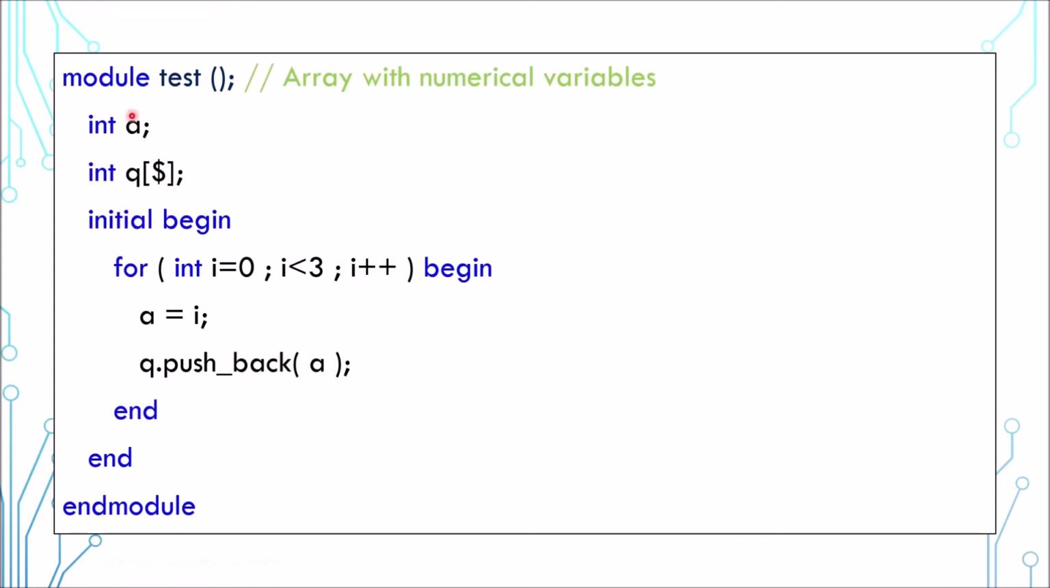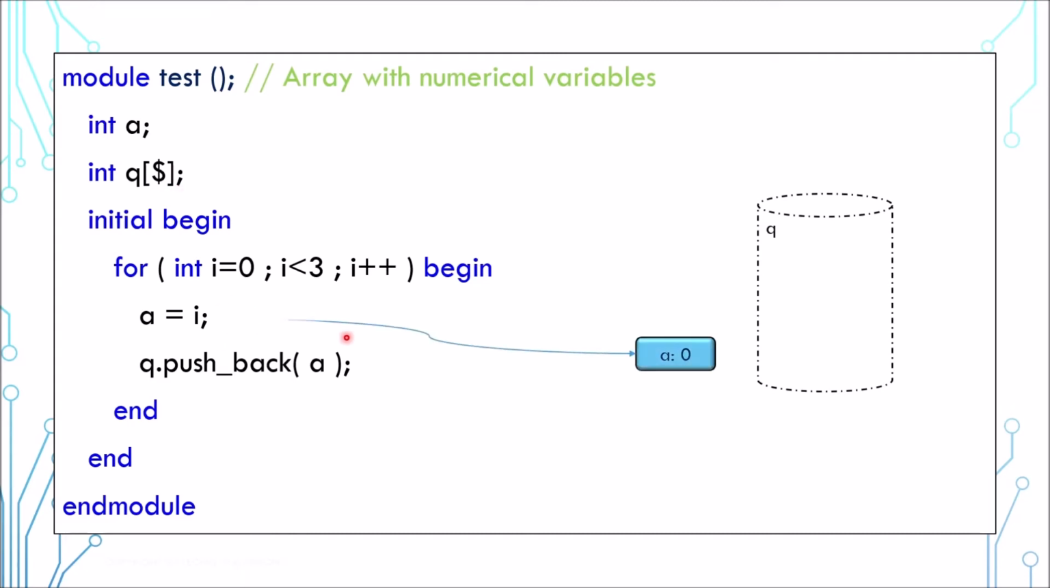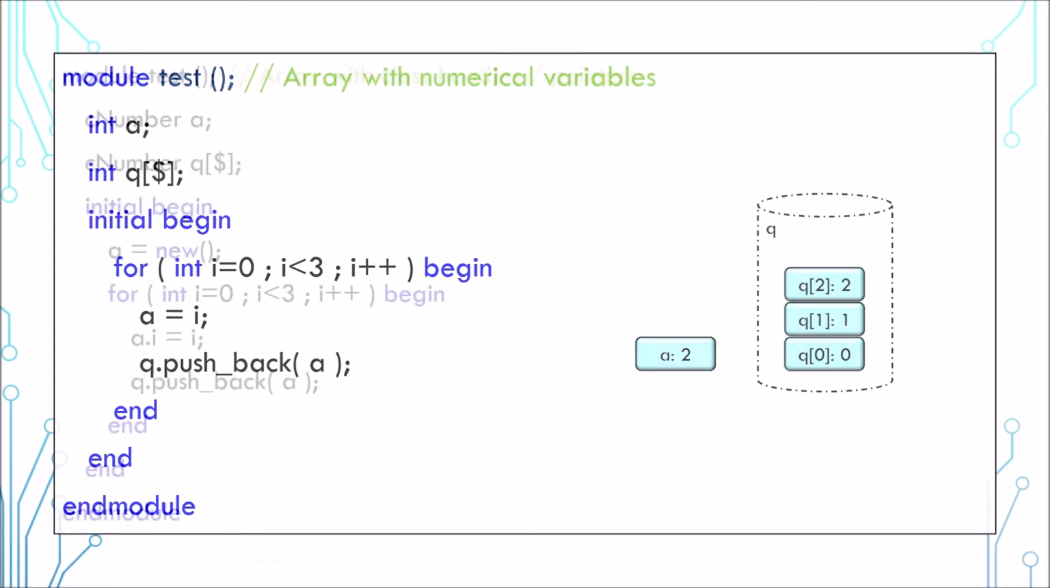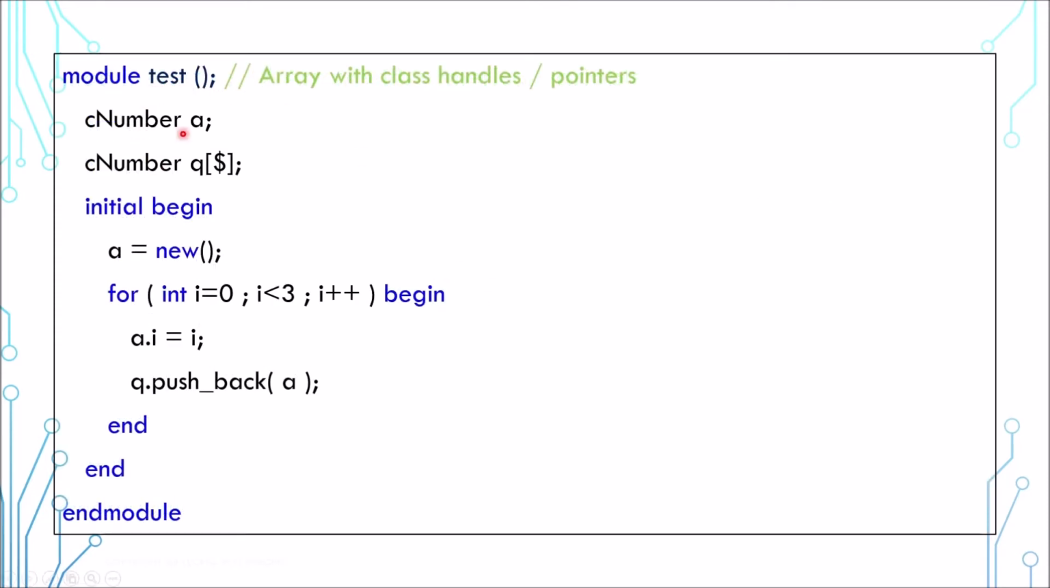Now let's look into some examples of using handles. This is a simple array example. There is an int a and an array q. In the loop, we change the value of a and then we put the value into the array, and we do this several times.